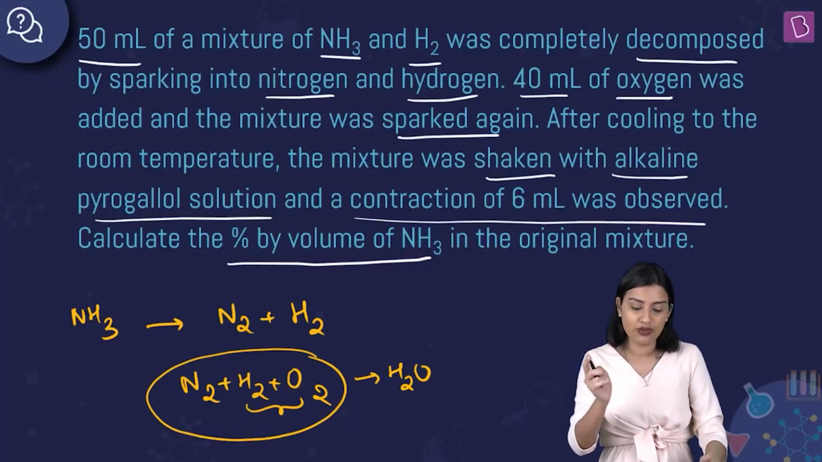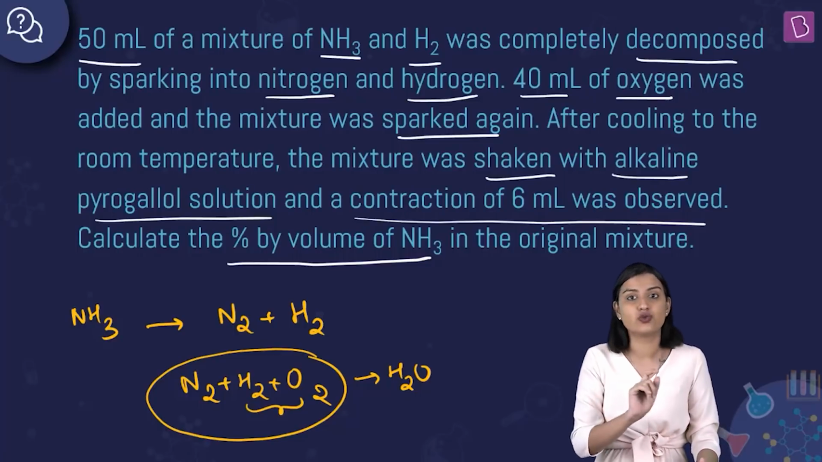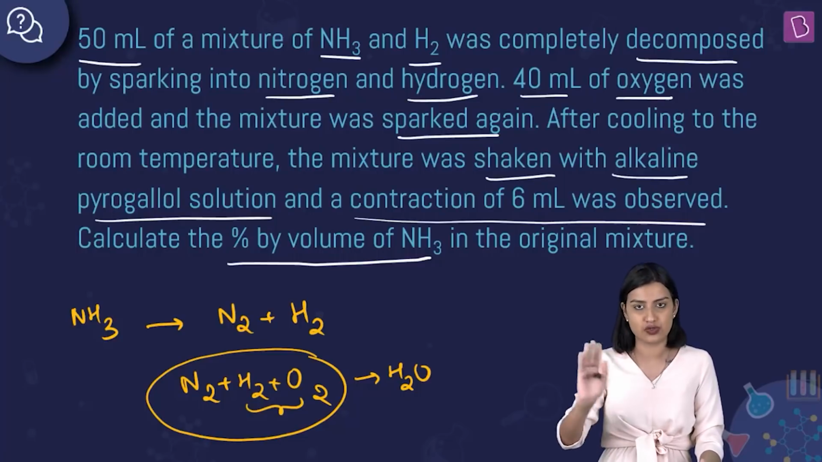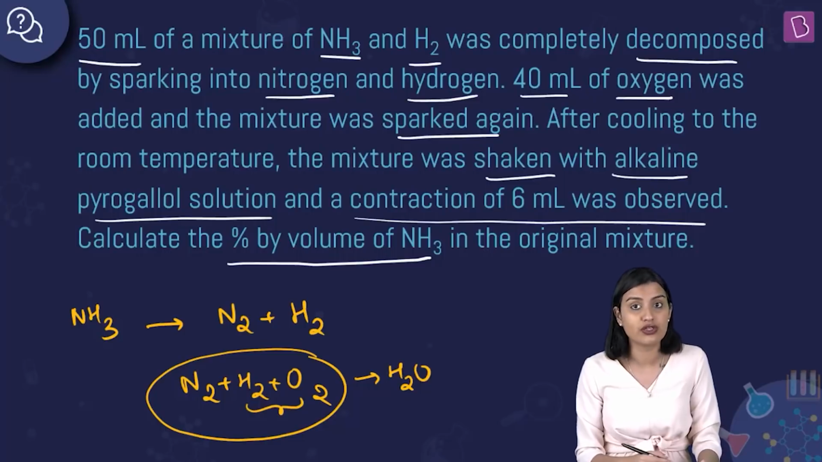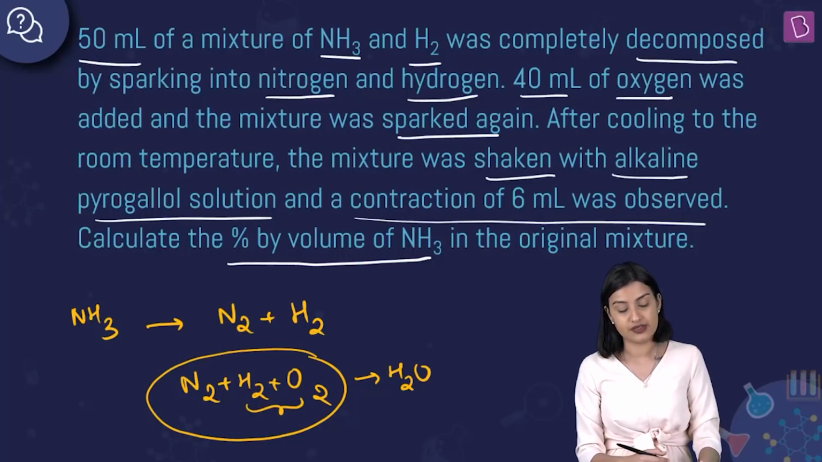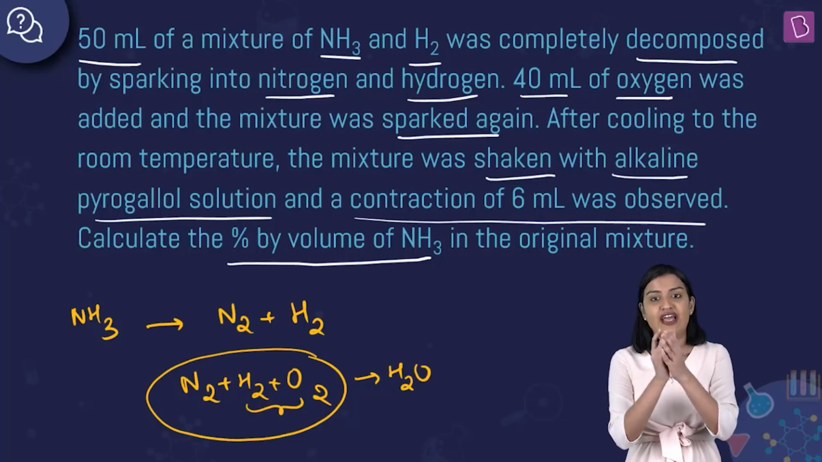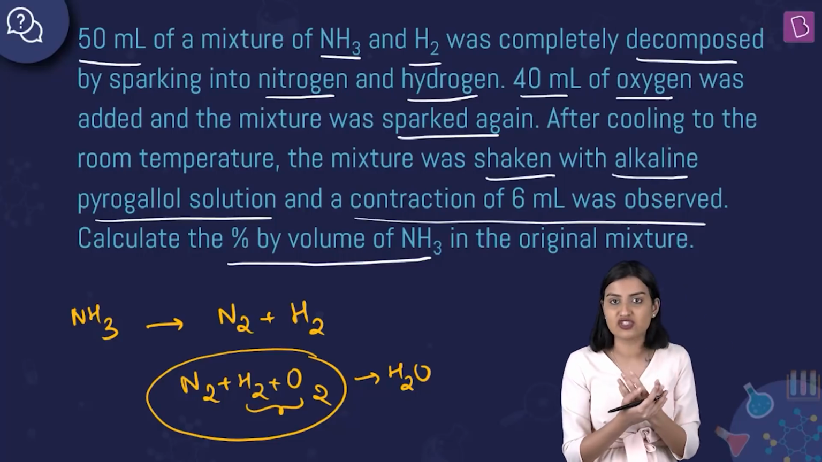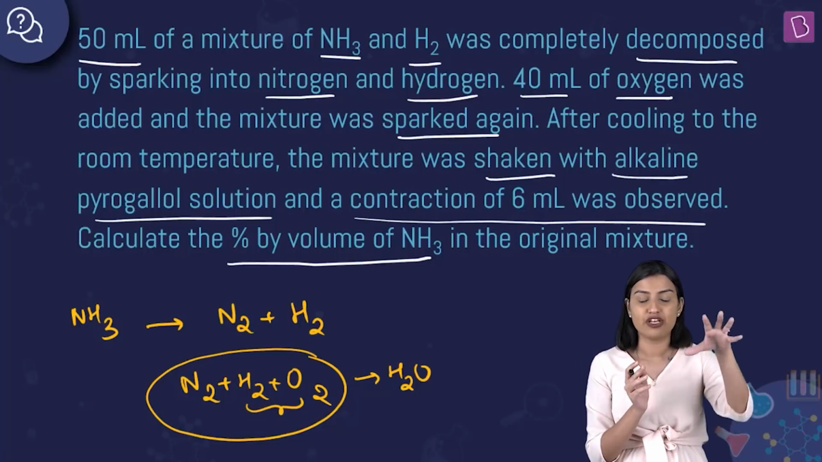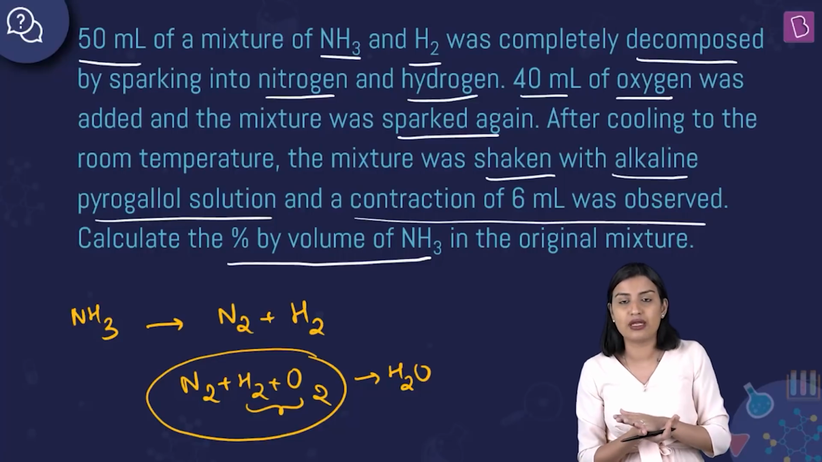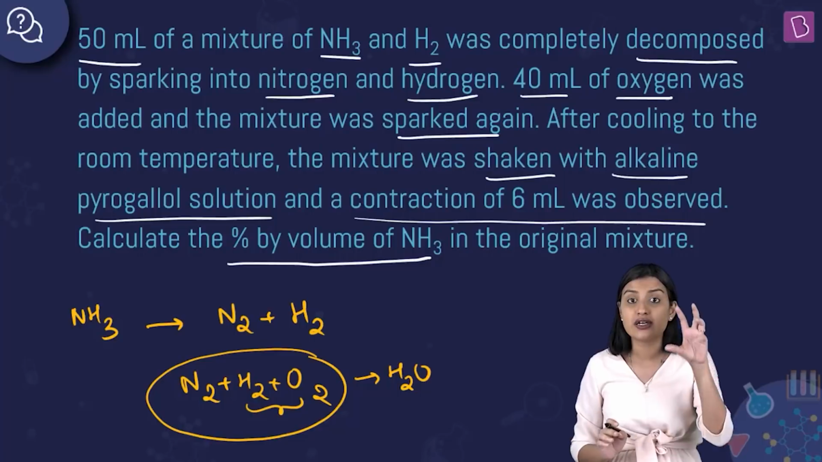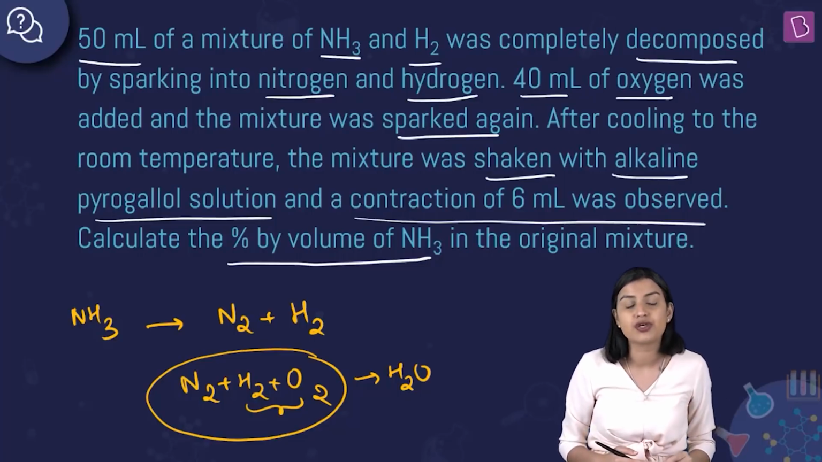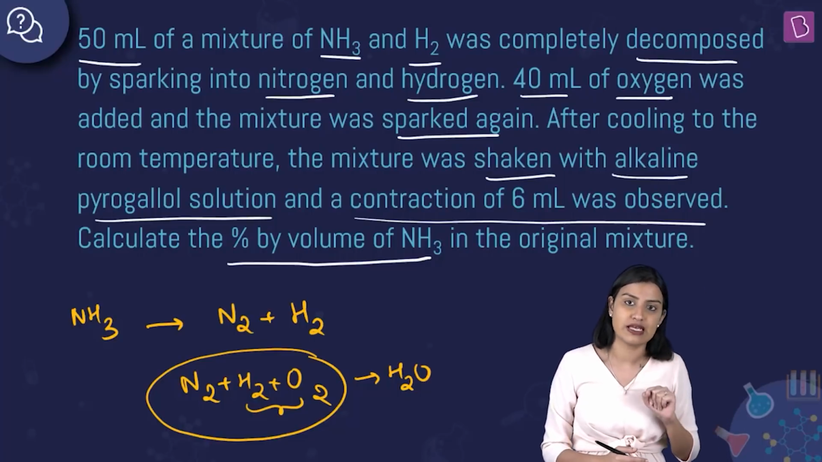Now, what you need to understand is all the O2 was not consumed. Some O2 was consumed to make water. Some amount of O2 was left. And how am I so sure that some amount of O2 was left? Because when you took the final product mixture, allowed it to cool down to room temperature and added alkaline pyrogallol to it, there was a reduction in volume that was observed. That reduction in volume was 6 ml.